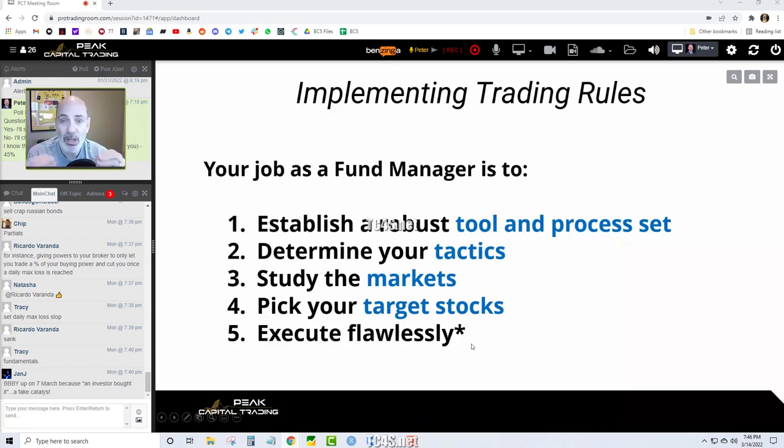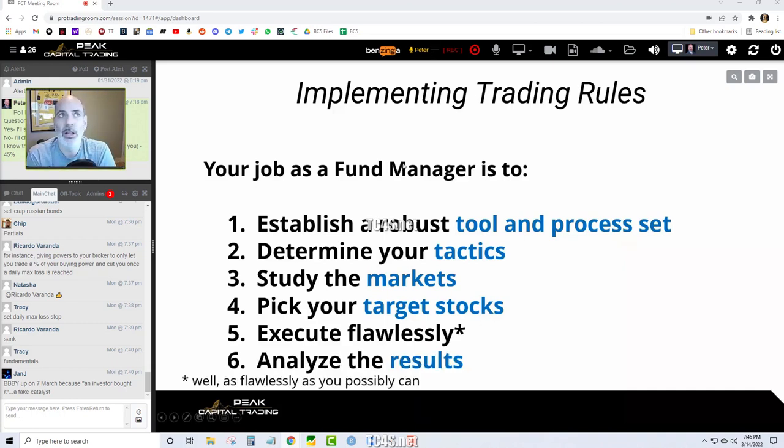Your job as a trader is simply to execute flawlessly, right? The fund manager needs to do all the other things. And yes, I understand I'm putting hats on and taking them off on you as the same person. But I think it helps for you to think that way, right? The fund manager does a lot of work.